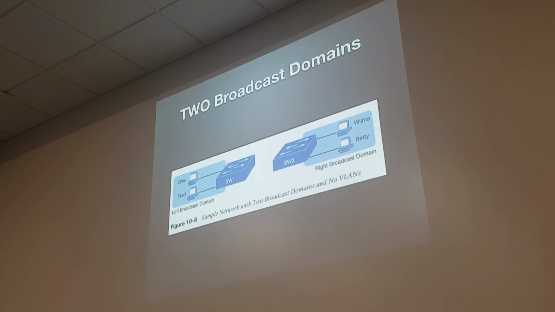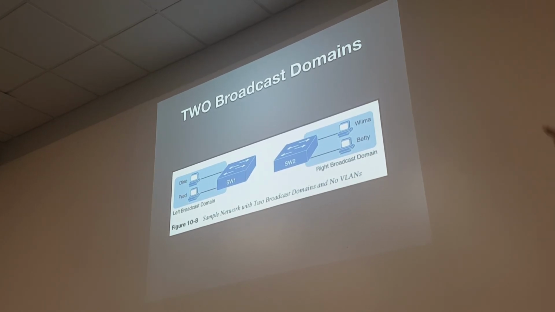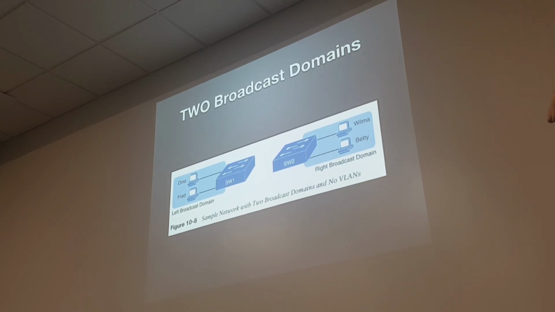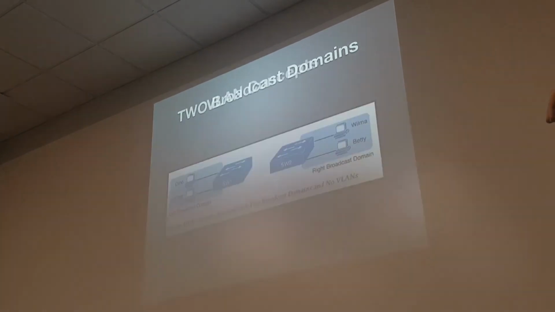So we have two different broadcast domains. Let's say Science and CIT are on different switches. Dino and Fred want to talk, and they're in their own broadcast domain, and Wilma and Betty, but that adds extra security or extra physical hardware. We can combine these broadcast domains into one device, but keep them separate, so that Wilma and Betty's broadcast domains aren't going to be reached by Dino and Fred. And we do that with what are called VLANs.